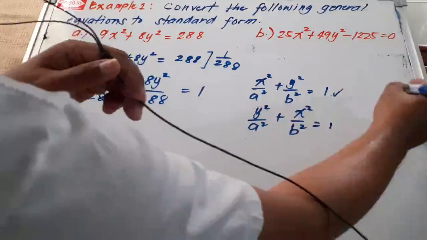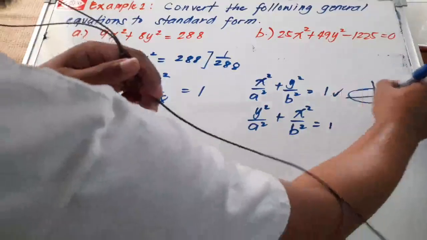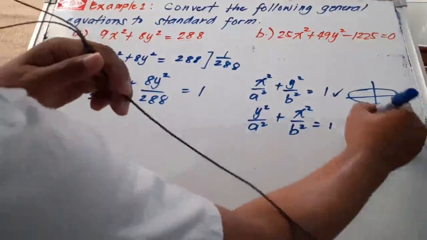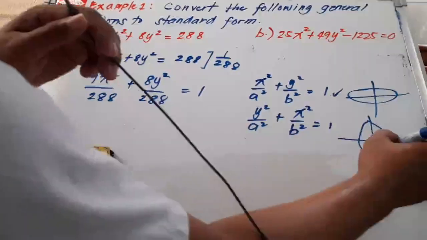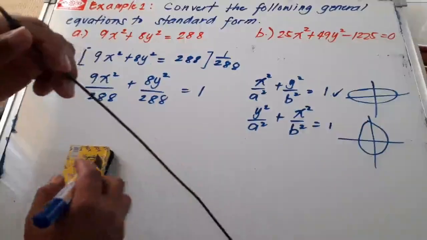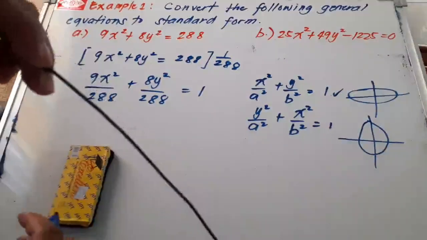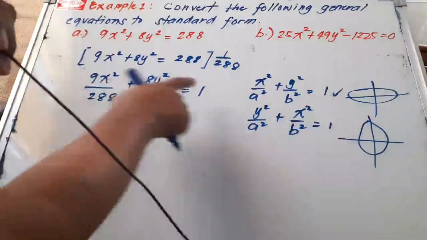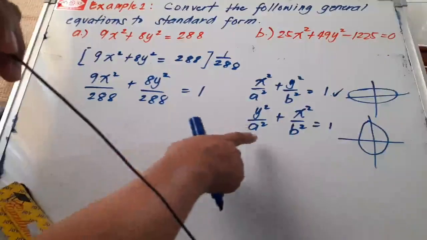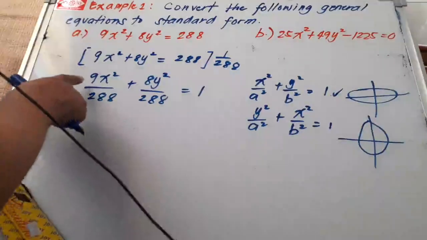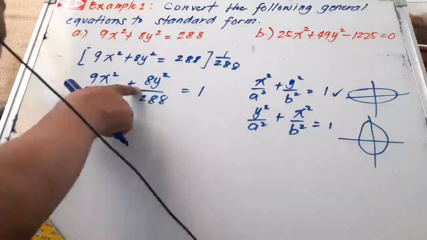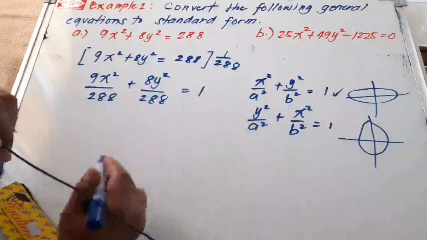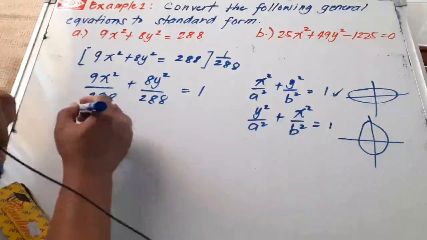Itong equation na to, we have horizontal ellipse with center at the origin. And this equation is an equation of the ellipse with center at the origin and the ellipse is vertical, meaning the major axis is along the y-axis. Now, yung coefficient ng ating x squared and y squared sa ating standard form is equal to 1. While this one, ang coefficient niya is 9 and 8. So therefore, kailangan maging coefficient ng x squared ay 1, coefficient ng y squared is 1. So, paano natin gagawin yon?